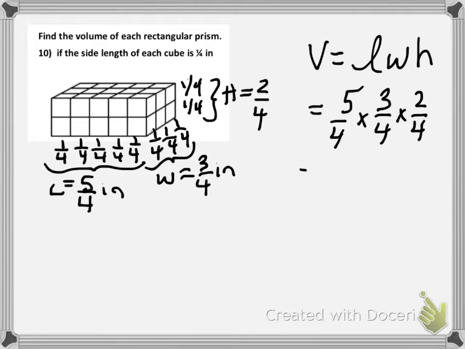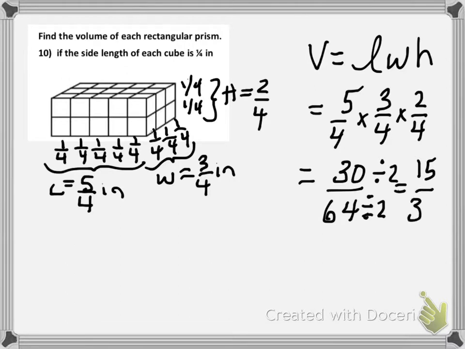Then we can multiply numerator to numerator, denominator to denominator. 5 times 3 is 15, 15 times 2 is 30, and 4 times 4 is 16, 16 times 4 is 64. Then we're going to go ahead and reduce that. Both of those numbers we can divide by 2. So that gives us 15/32 as our lowest terms, and that's inches cubed. So 15/32 is the full volume of the whole rectangular prism.